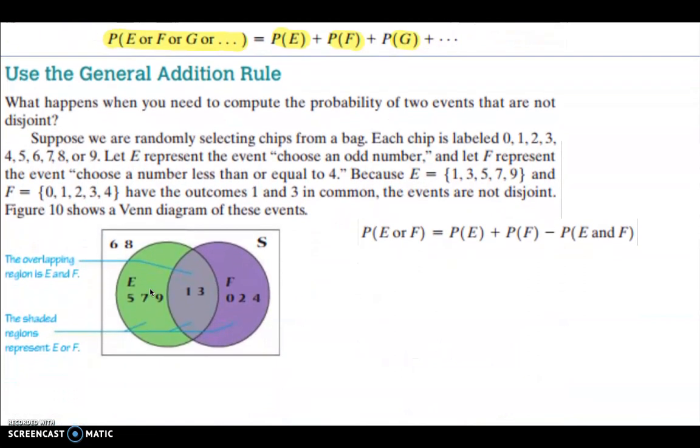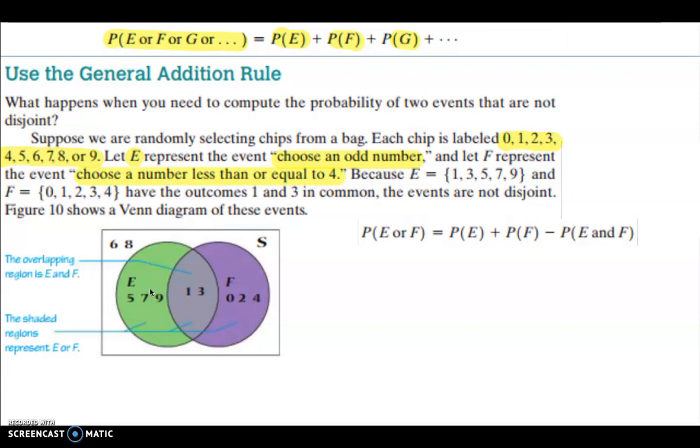However, there is the general rule of addition, because there could be circumstances where things are not disjoint. So suppose we again randomly select from bags of chips. Our labels again are 0 through 9, so we have 10 possible outcomes. E represents choose an odd number. F represents choose a number less than or equal to 4.